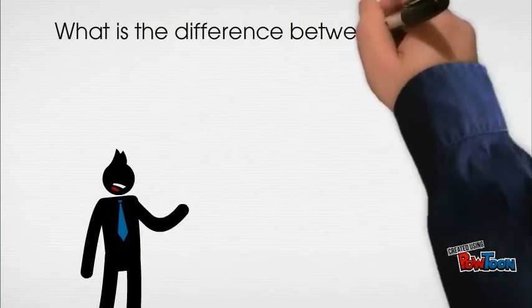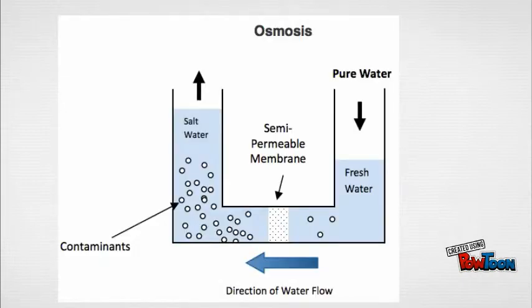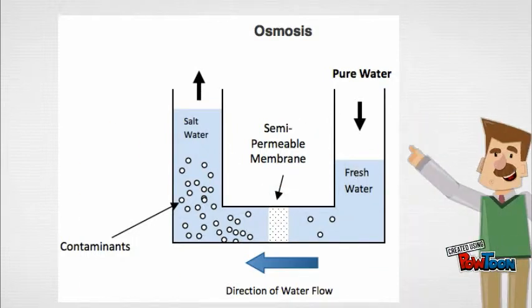First, let's begin by understanding what is the difference between osmosis and reverse osmosis. Now, the best way to understand osmosis is using an example. Here, we have a U-tube, where on the left we have salt water and on the right fresh water. In the middle we have a semi-permeable membrane. Here the fresh water wants to go to the salty water because it wants to reach an equilibrium between the solvent and the solute.